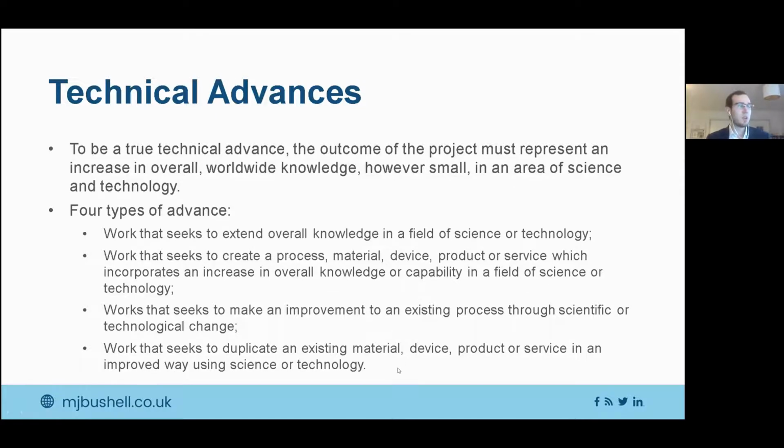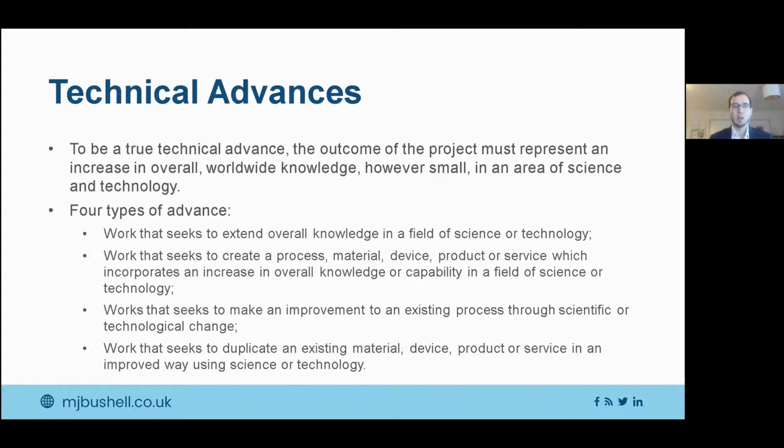And then the fourth one, seeking to duplicate an existing material, device, product, or service in an improved way using science or technology. These last two points are really beneficial to take note of. I've had lots of claims that I've done for companies where they're not creating something completely new under the sun, but they are taking modern science technology and an old existing process or an old existing material, device, product, or service, and they're improving it in some way.